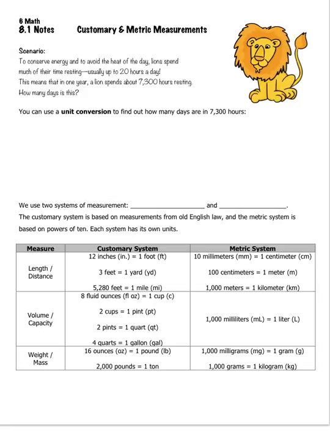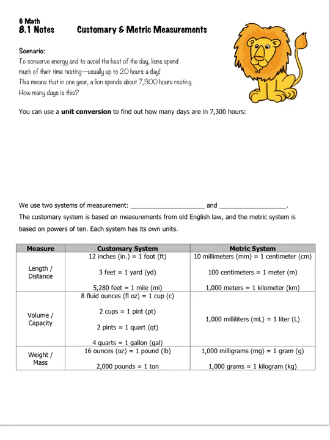Hey there, 6th grade. This is the first video in our next unit of study, which is over perimeter, circumference, and area. In this video, we're going to review a little bit about unit conversions and then talk about the customary and the metric system for units of measure.